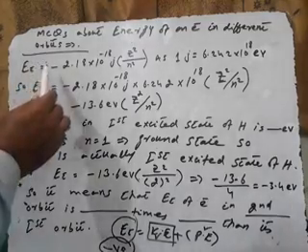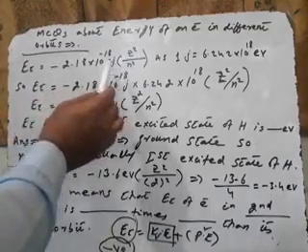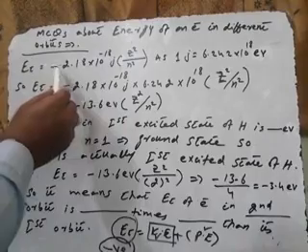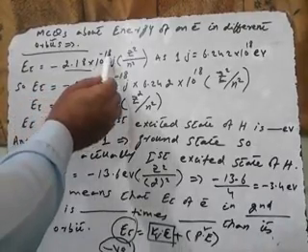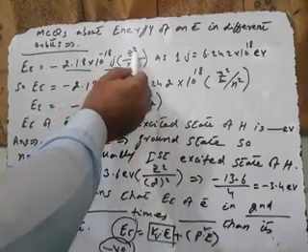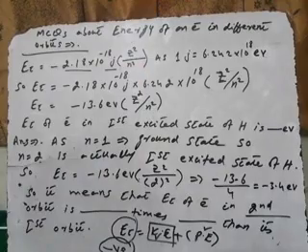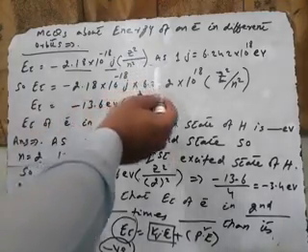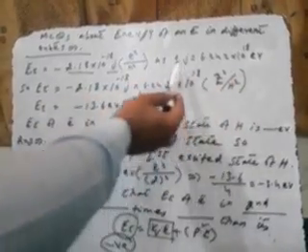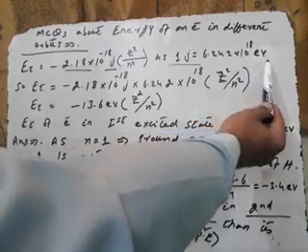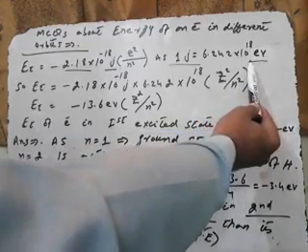So the total energy equation from the Bohr model for the electron in a particular orbit is minus 2.18 into 10 raised to the power minus 18 joule, Z square divided by n square. Z is the atomic number and n is the orbit number in which the electron is present. If you convert joule into electron volt, we should know that 1 joule is equal to 6.242 into 10 raised to the power 18 electron volt. It is another unit for energy.